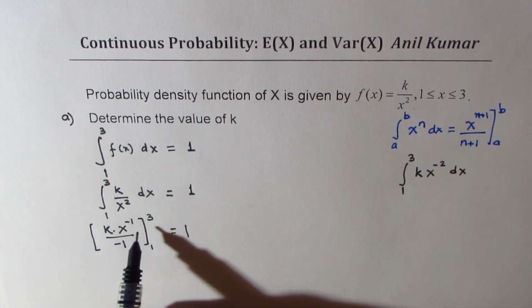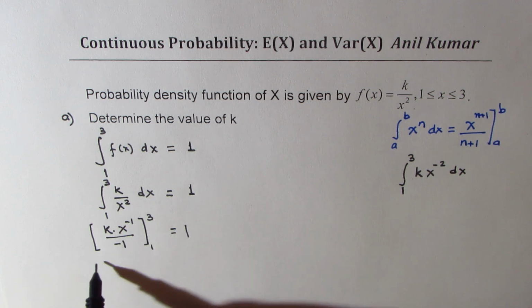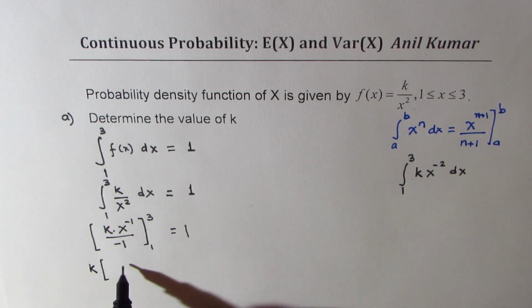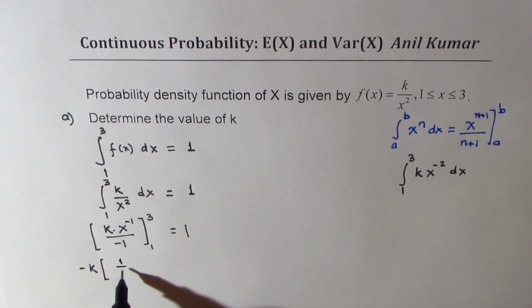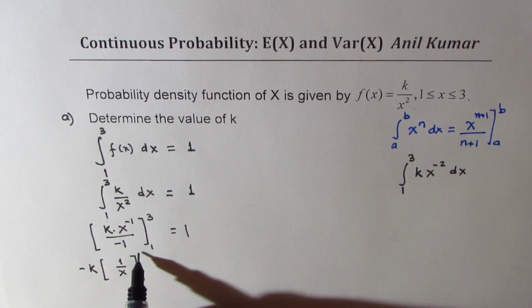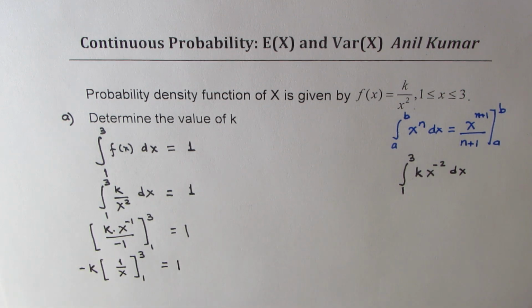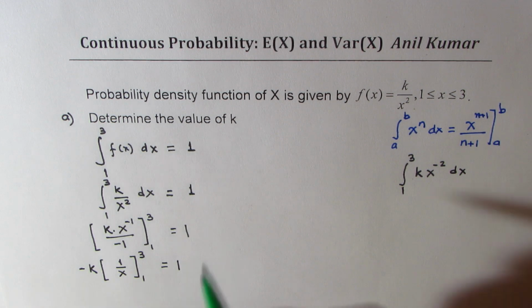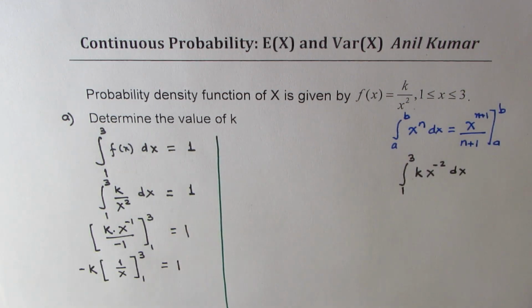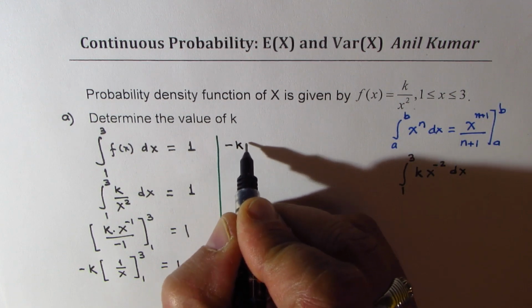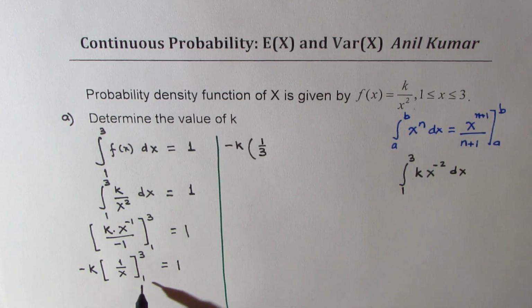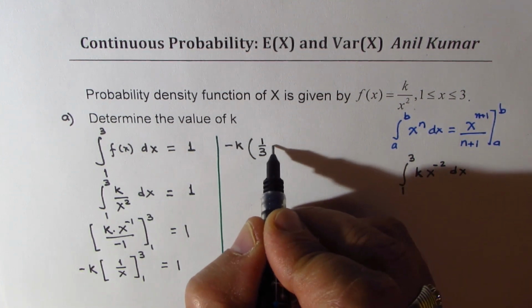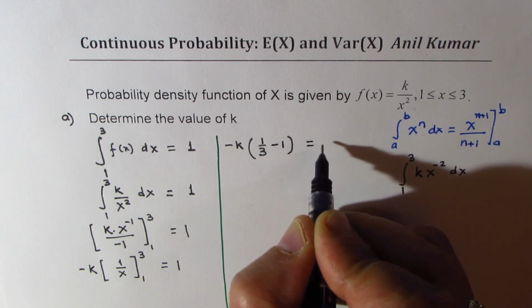Now let me rewrite this: k is a constant, so I can take it outside. Minus also I can take outside, and within this we have 1 over x, from 1 to 3, that should be equal to 1, correct? Now we can write this as minus k. If I substitute 3, I get 1 over 3, and if I substitute 1, I get 1. So 1 over 3 minus 1, that should be equal to 1.